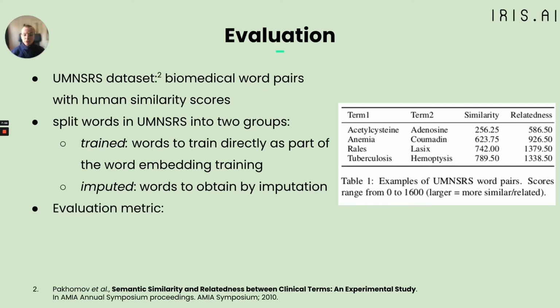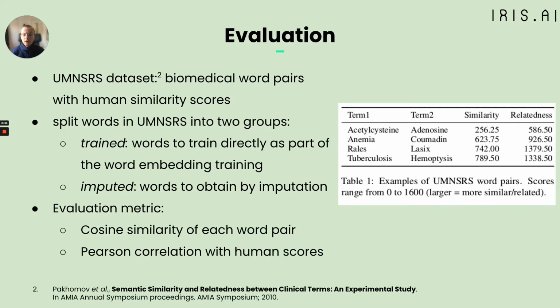The evaluation process consists of computing the cosine similarity of each word pair using the embedding vectors of the two terms, and then correlating the embedding-based similarity with the human-annotated similarity scores. For this, we use the Pearson coefficient to measure the strength of the correlation.